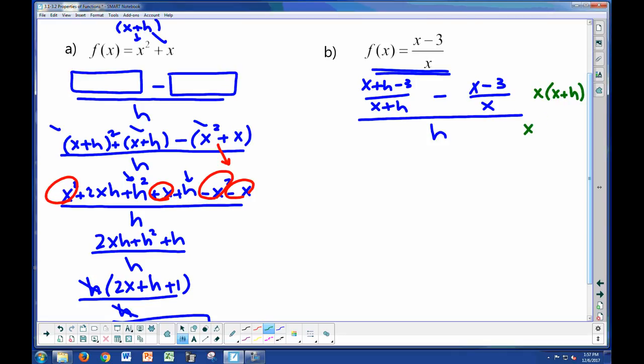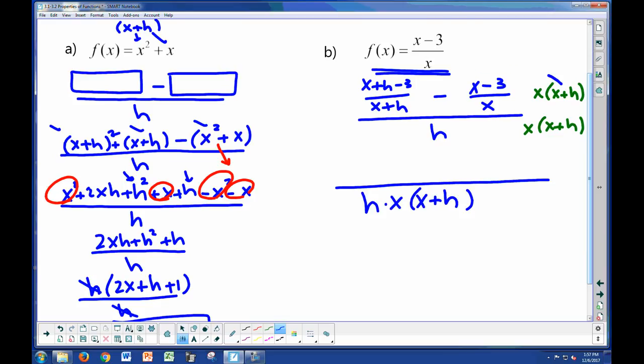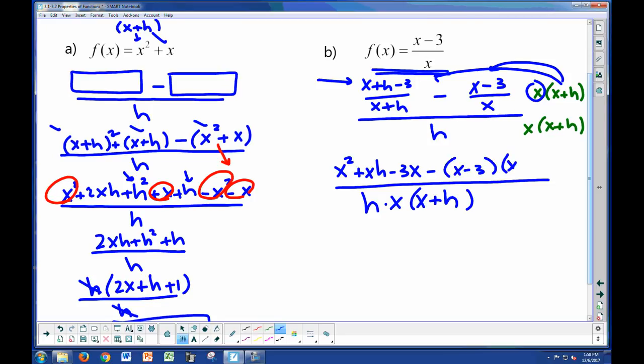In the denominator, I'm going to multiply as well, but I'm not really going to multiply it. I'm just going to kind of carry it along for a couple of steps because I know that that h will cancel. So it's going to be h times x plus h in the denominator. In the numerator, as I multiply that through, the x plus h will cancel, and I'll be distributing this x into that quantity. So I'm going to do this all at once here. It's going to be x squared plus xh minus 3x. And then as I do that in the second part, I'm going to cancel the x's, and I'll be left with minus x minus 3 times x plus h.